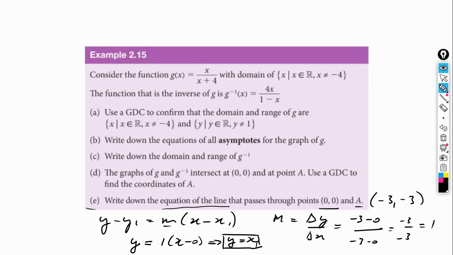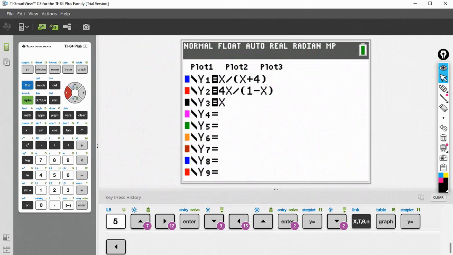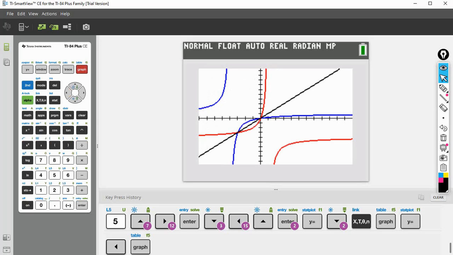So let's look at the graph and see something very interesting here. So here I am back with the GDC, and notice that I have plugged in g of x, the inverse of g of x, and y equals x, or the identity function. So if you click on graph, there you go. Notice that this line, the line that we found, we said this was y equals x. This is the identity function, and it goes through the points (0, 0) and (-3, -3).